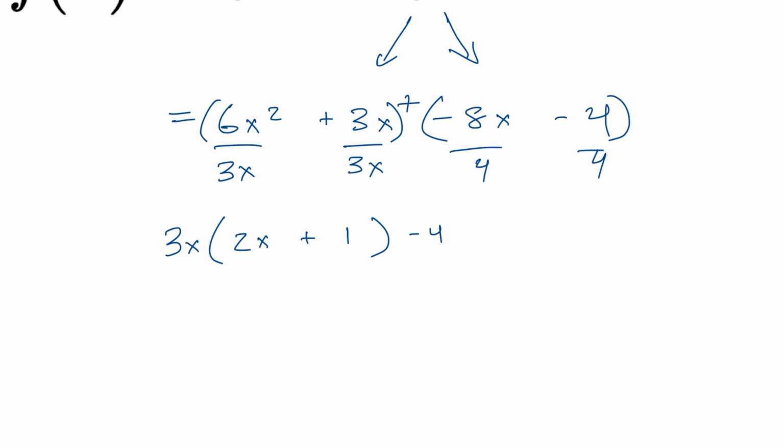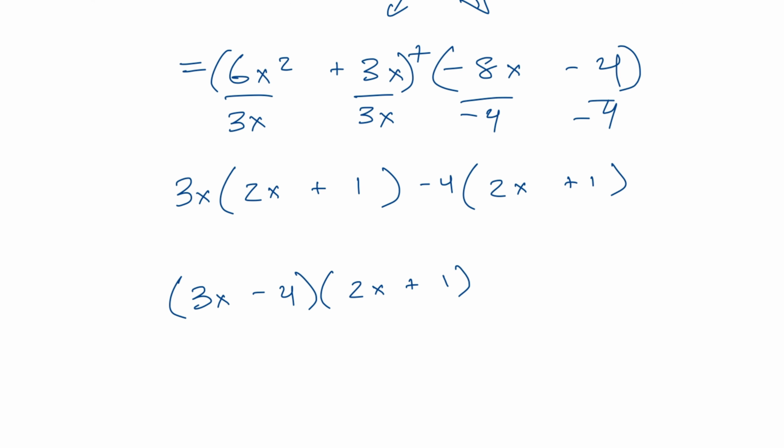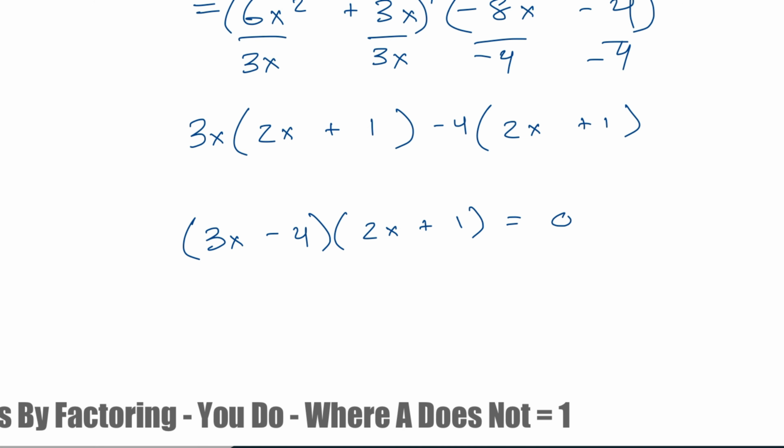So we should make this a negative 4 greatest common factor. And then we end up with 2x plus 1. We write the greatest common factors as one binomial, and then the other one as 1. Okay, we set it equal to 0. We get our two equations. 3x minus 4 is equal to 0. 2x plus 1 is equal to 0.